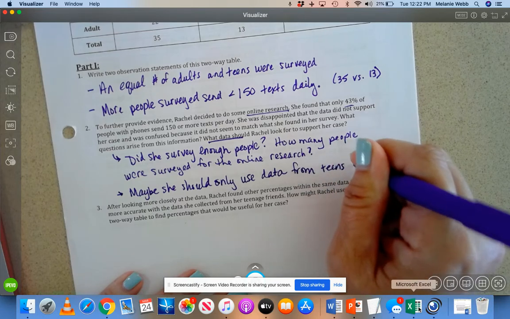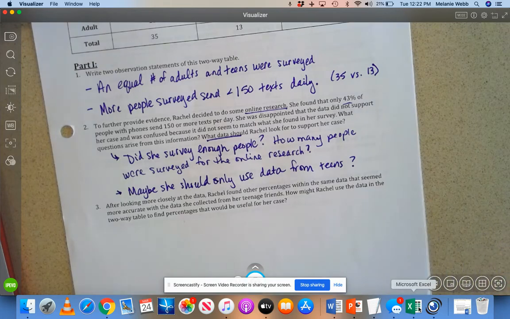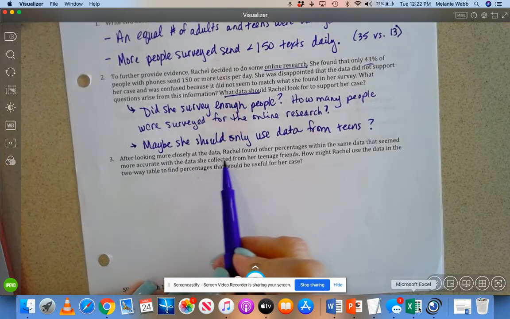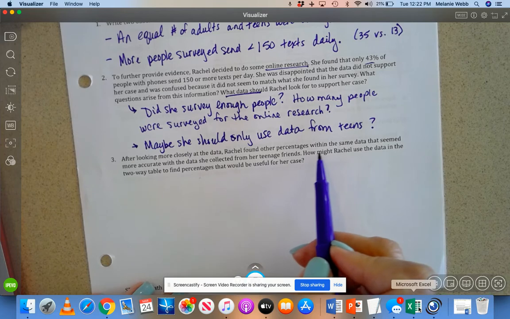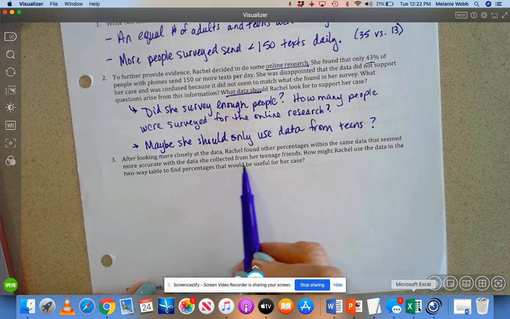I mean, that's a possibility, right? She could argue with her mom, well, not argue, but she could make her case. I'm a teen, so I'm going to interview teens and see if I'm in the average range, if 150 is reasonable for my age group. So after looking more closely at the table, Rachel found other percentages within the same data that seemed more accurate with the data she collected from her teenage friends.